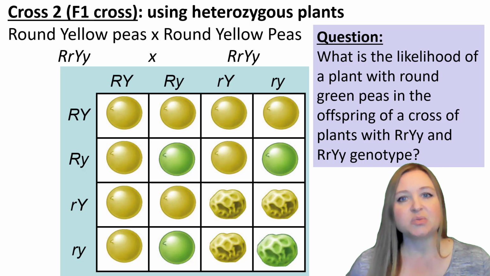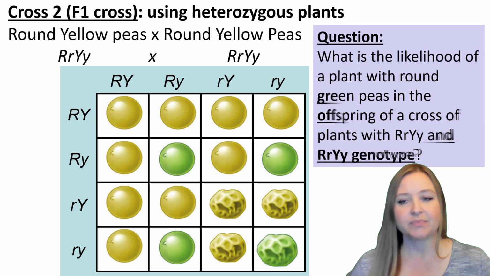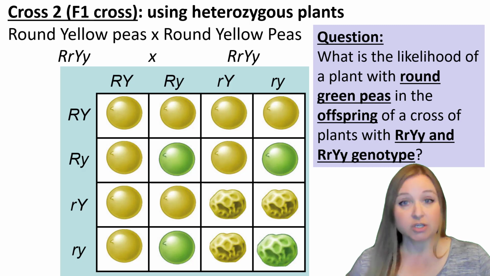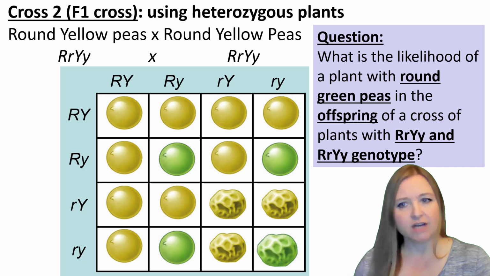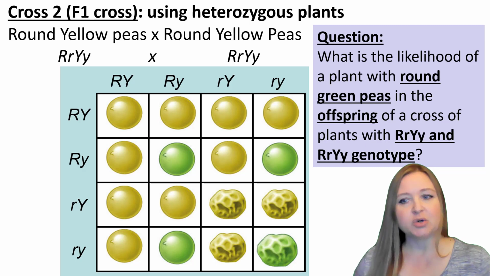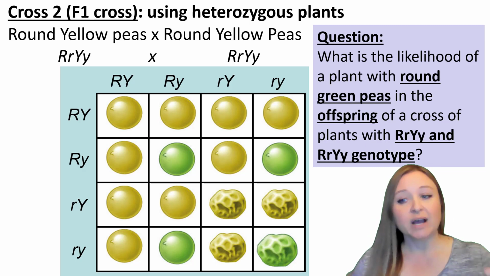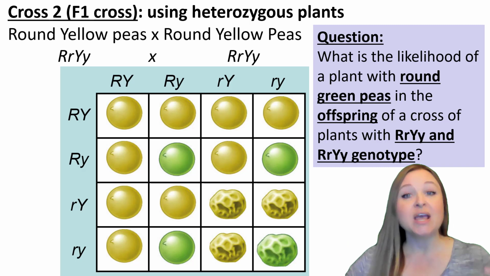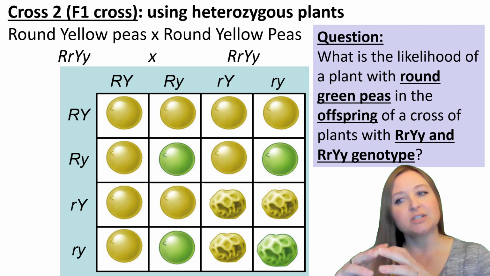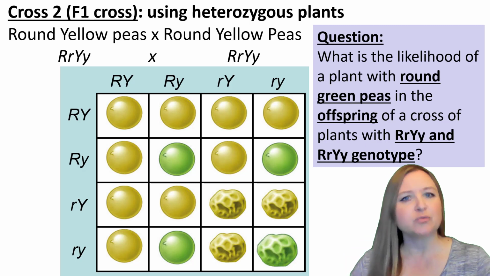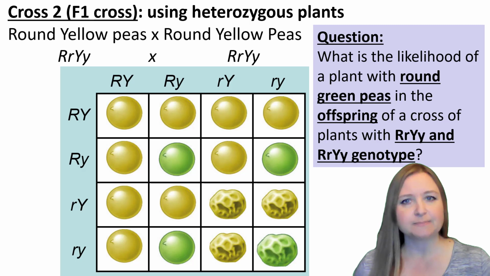So let's look at the things we need to highlight in this question. Okay, now what are we looking for? We're looking for the likelihood of a plant with round green peas. Okay, so we're wondering about round green peas in the offspring of a cross of plants with certain genotypes. So plants with RrYy and RrYy, 2 heterozygous individuals, are crossed, and we want to know what's the likelihood of a plant with round green peas in the offspring.